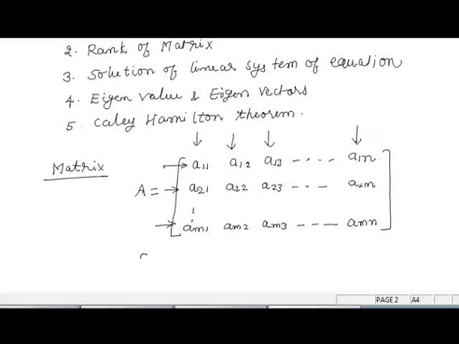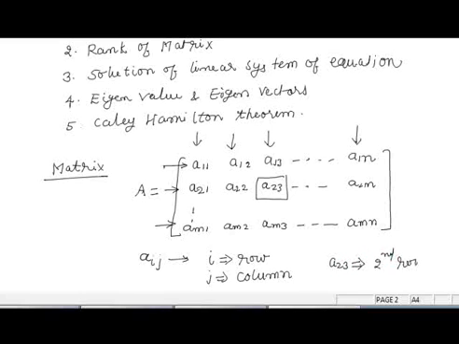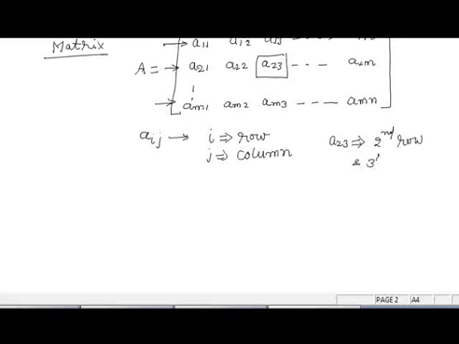So the general notation of any element is given by Aij, where i represents the row and j represents the column. So A23 represents the element which is in the second row and third column.